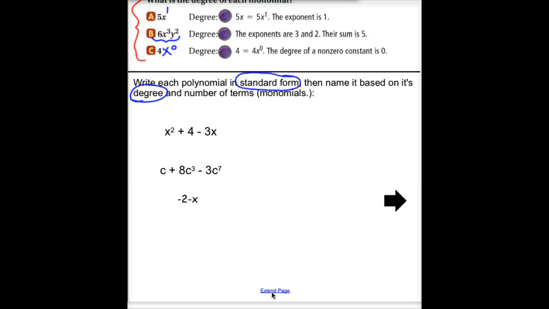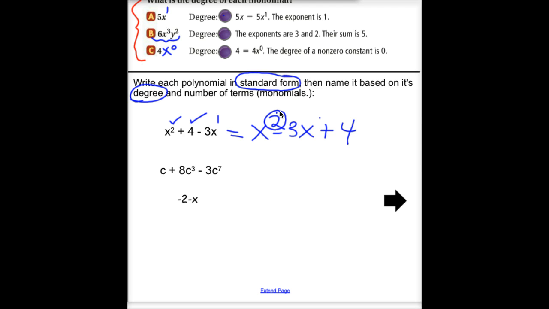So first of all, standard form first. Highest degree is a 2, so that comes first. Then we have 3x to the 1st, and then our constant term on the end. So it actually goes 2, 1, and then this is x to the 0. It's in standard form. I'm going to give it a name based on its degree.